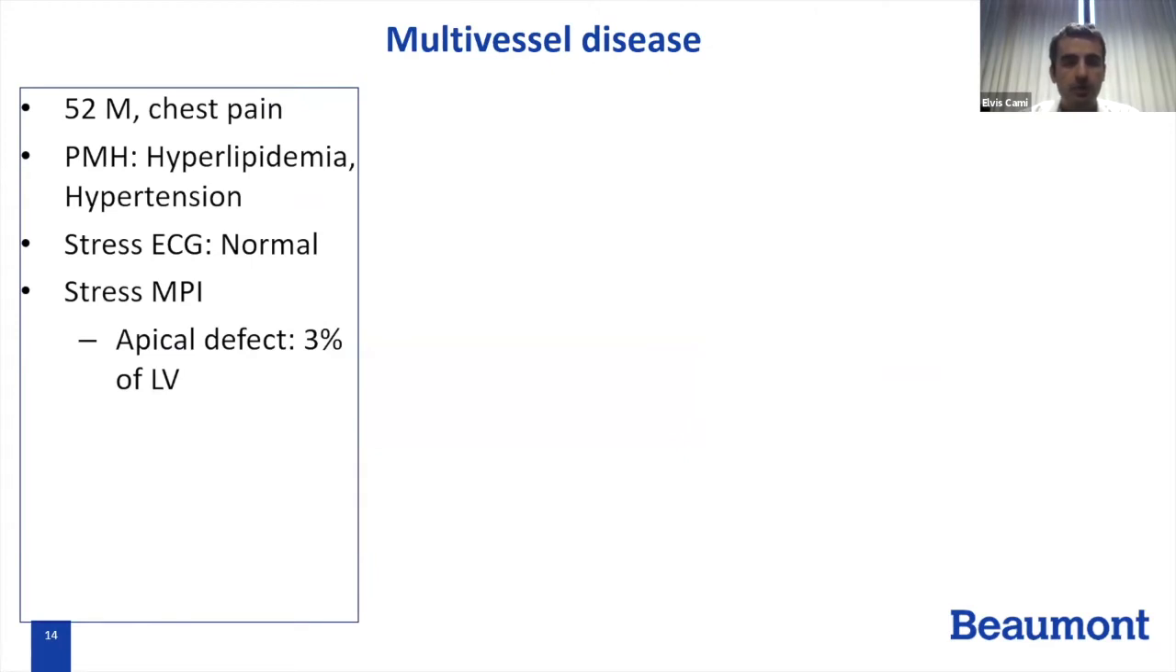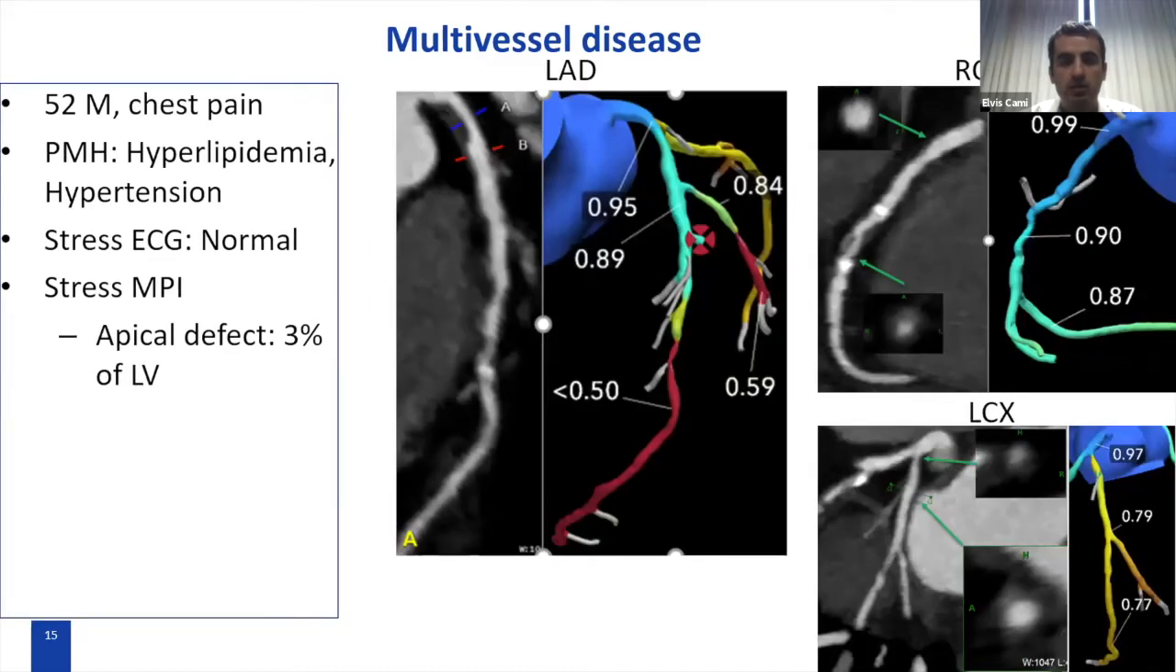This was an interesting case that we had from about a year ago. This was a 52-year-old man who had some risk factors and had a stress MPI. He had chest pain. And the stress MPI showed a very, very small defect, 3% of the left ventricle. The physicians that were taking care of him decided to get a CT done, and then we did FFRct, and you can see from the CT, here's the LAD, a lot of severe disease here in the mid LAD, in the proximal.